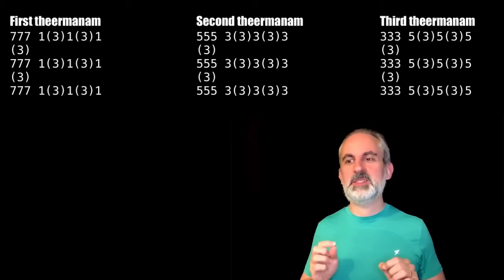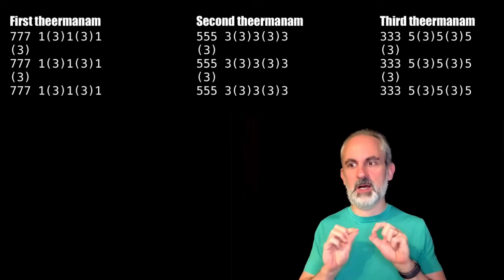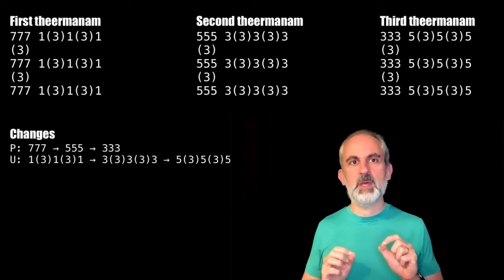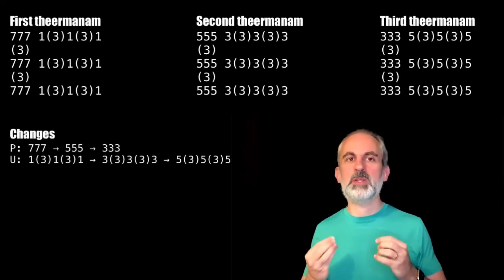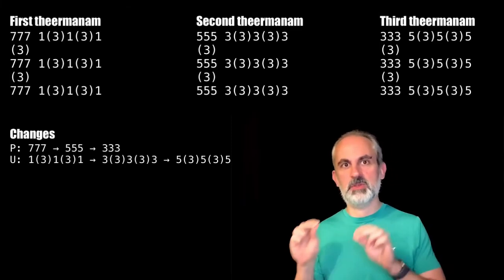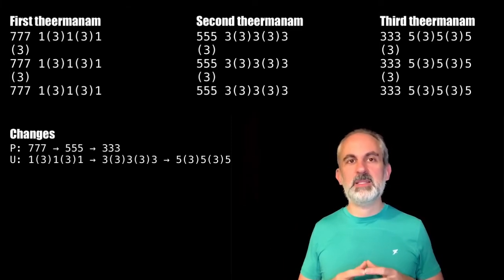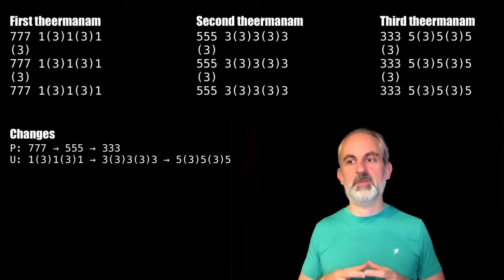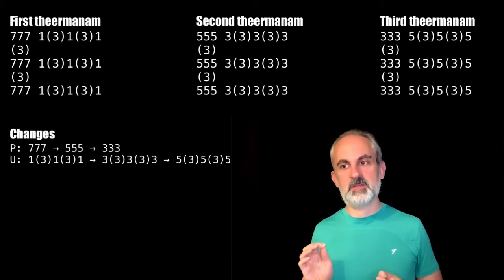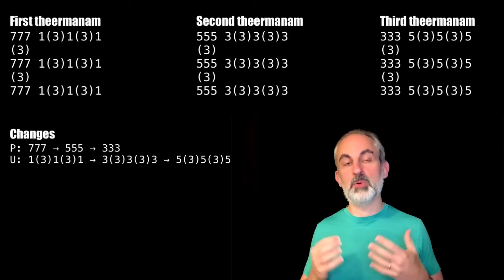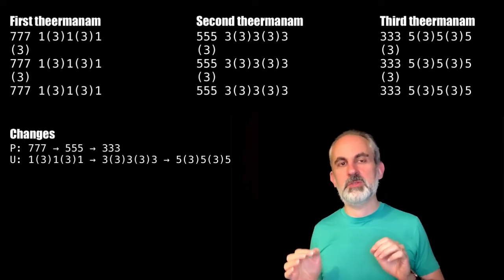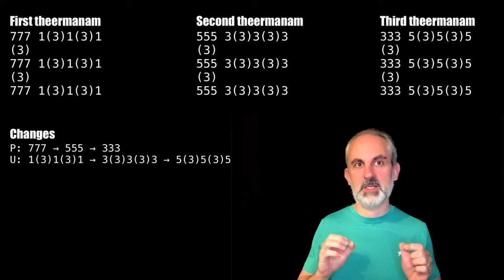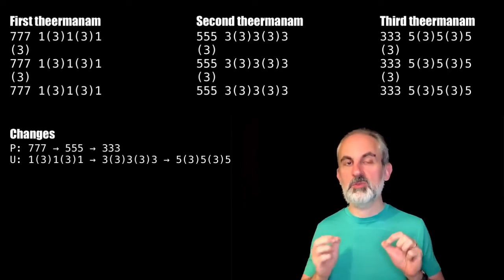Anyway, over there you see a changes item on screen. What it means is what happened from the first to the second to the third Theermanam. You can see that our 777 that started in the first Theermanam, that phrase 777, which is technically called a Purvangam, was reduced to 555 in yesterday's Theermanam and today's to 333.